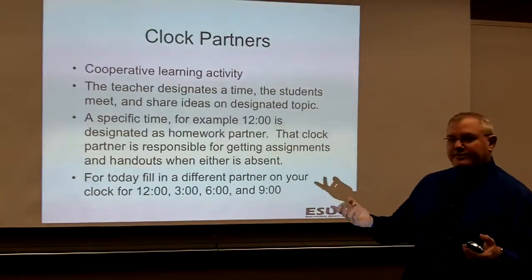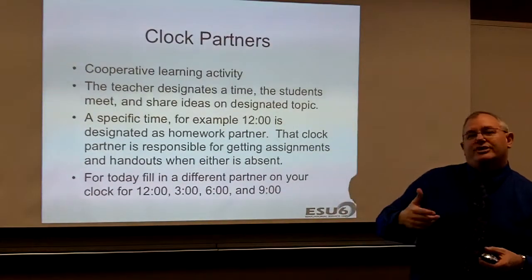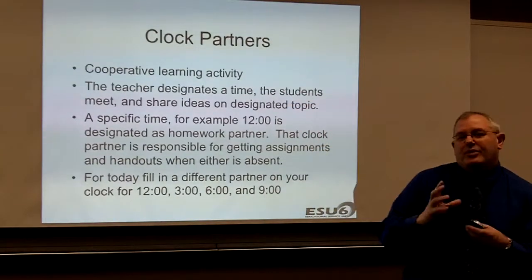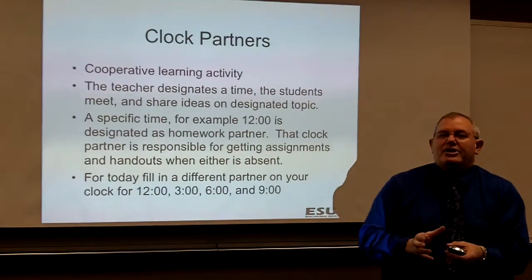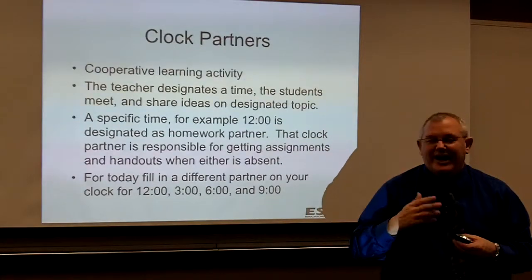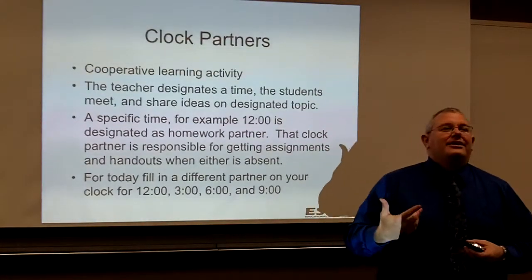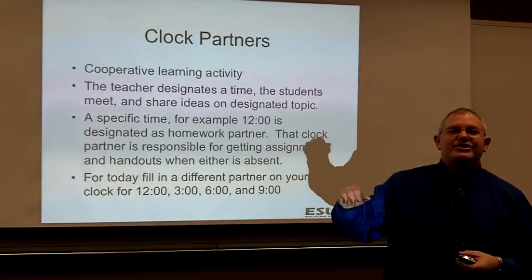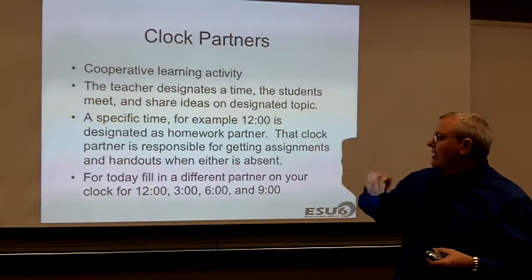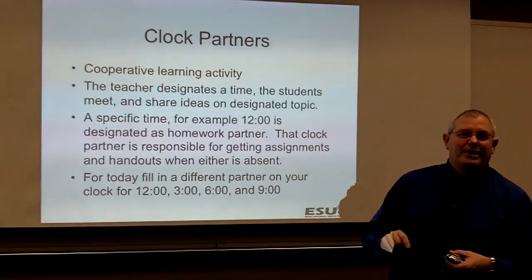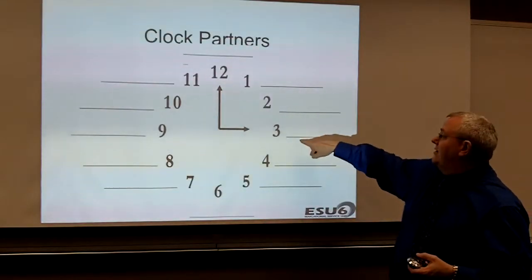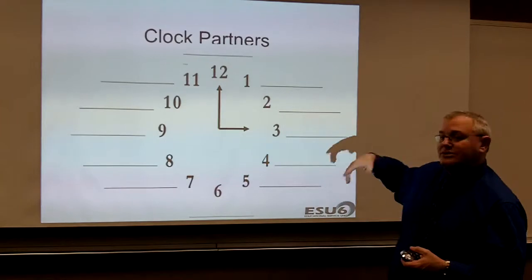So, clock partners. It's a simple cooperative learning activity. You take the hands of a clock and you designate a time, and the students meet and share ideas on this topic. It's really a base group. You start with the clock and you have kids make appointments. The nice thing about this is, if you've ever had to put kids in groups, you know that you have to number them off. You have to find a way to get them around. This is a routine that you teach in your class. So you say make a noon appointment, make a 3 o'clock appointment, make a 6 o'clock appointment, make a 9 o'clock appointment. The kids have those set up, and all you have to do is say, get with your 3 o'clock partner.